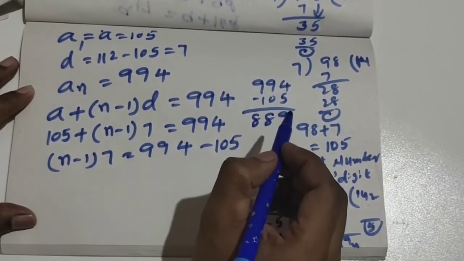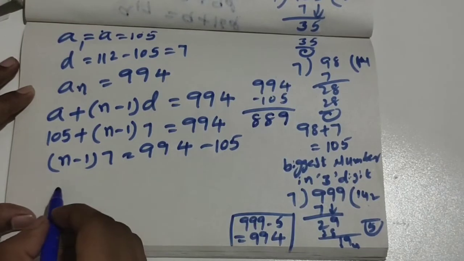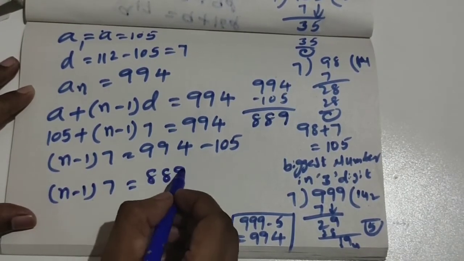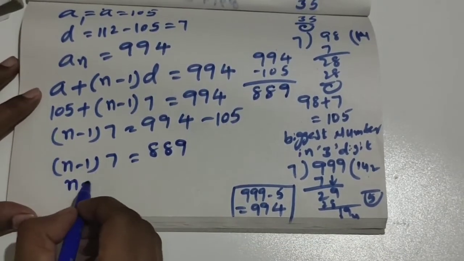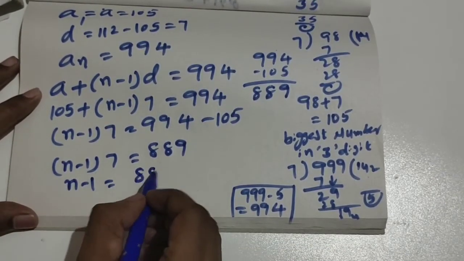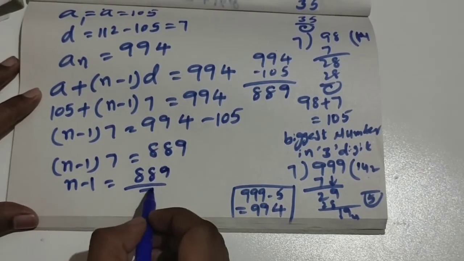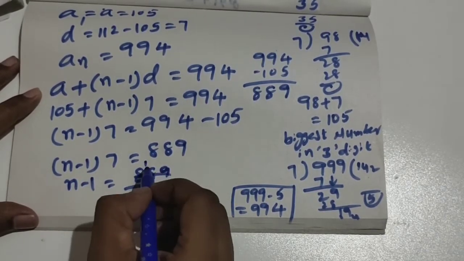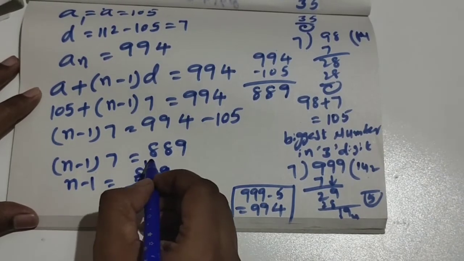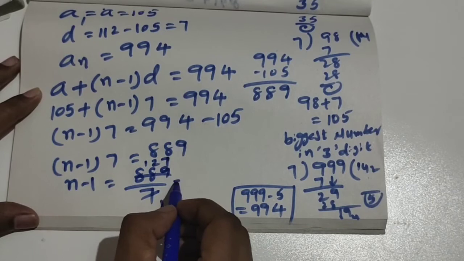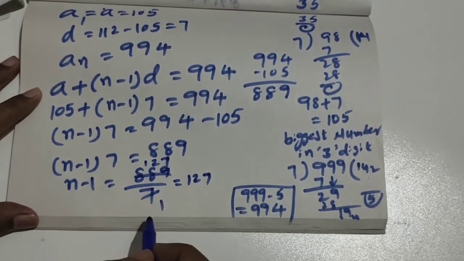Here also 8. That is (n minus 1) into 7 is equal to 889. Now n minus 1 is equal to 889 by 7. Now cancel it by the 7 table. 7 1s are 7, remaining 18, 7 2s are 14, and remaining 49, 7 7s are 49. So n minus 1 is equal to 127.